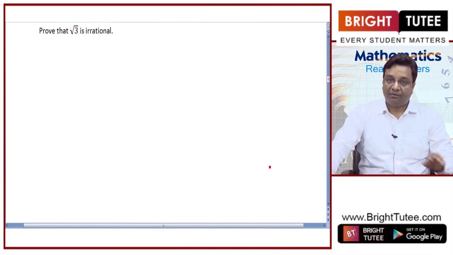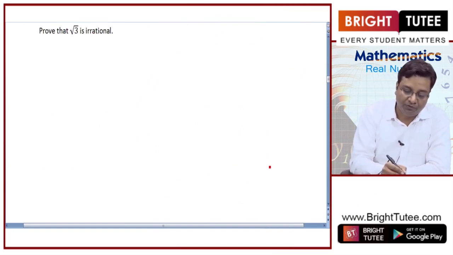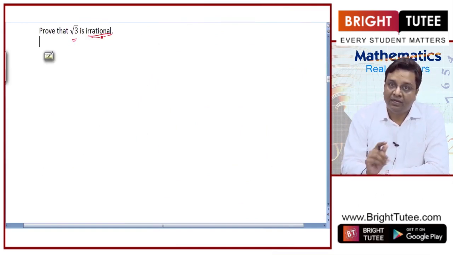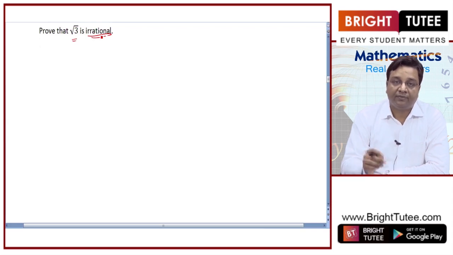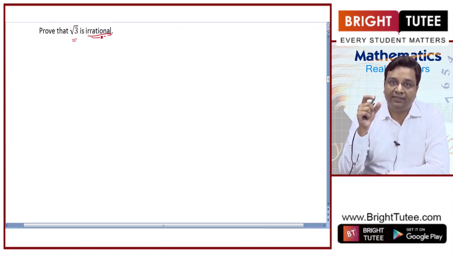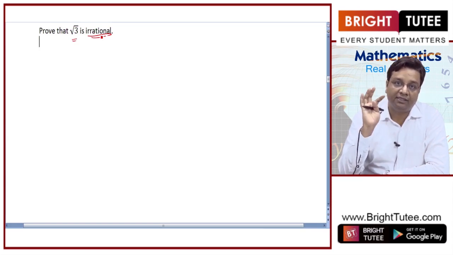Let's look at some of the examples. We need to prove that root 3 is irrational, right? We will use the contradiction method to prove that root 3 is irrational. First of all, we will assume that root 3 is rational.